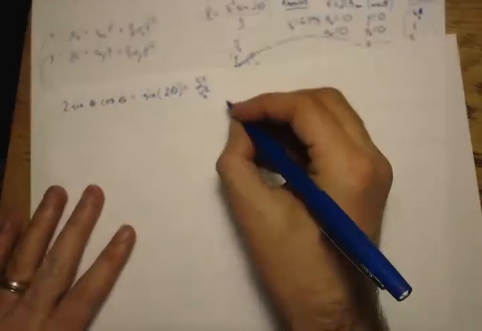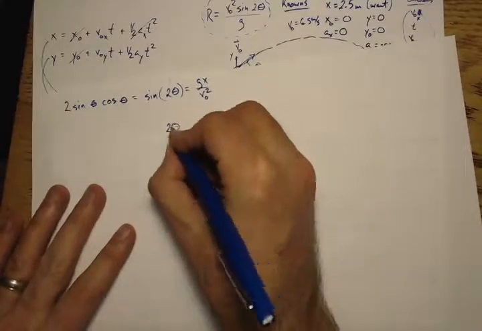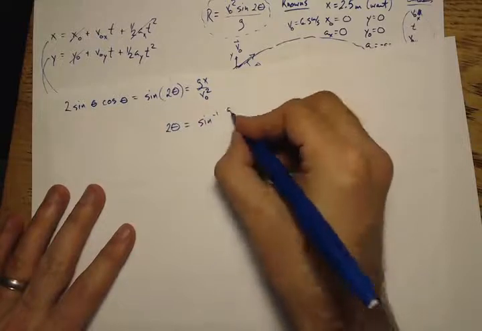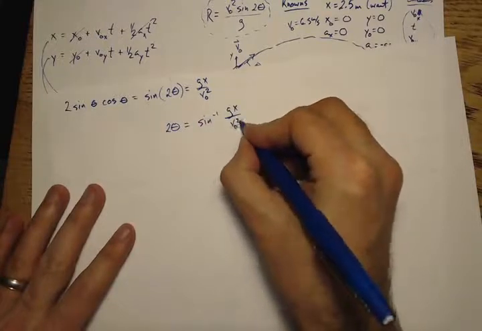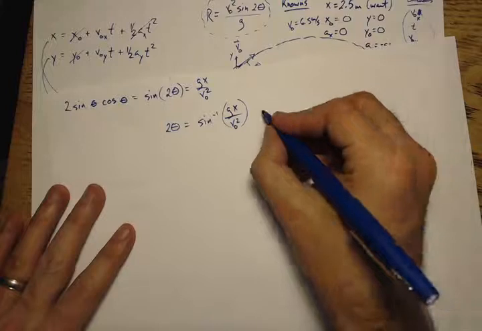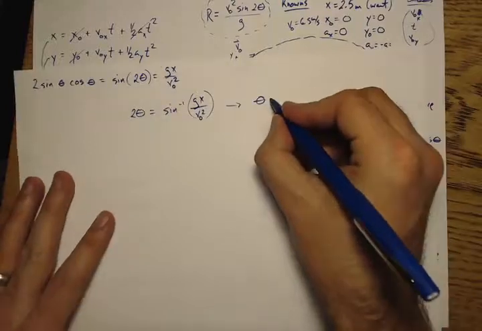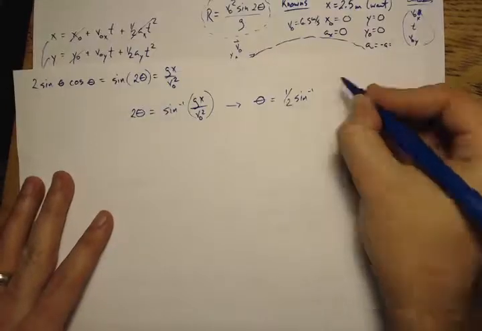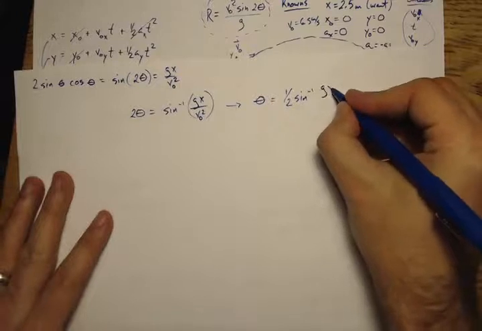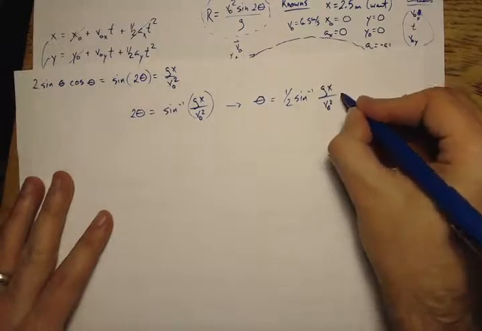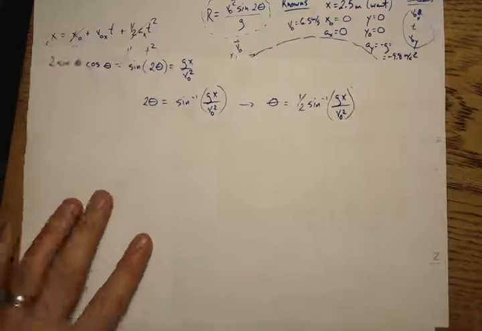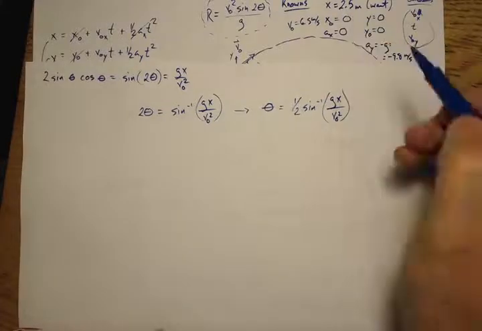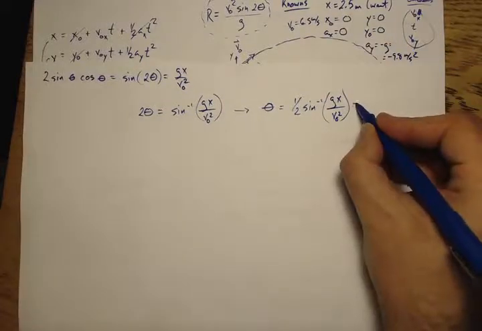And so 2 theta would be the inverse sine of g x over v naught squared. And so theta would equal 1/2 inverse sine or arc sine of g x over v naught squared. Okay. Now is the time where you're going to plug in these known values. Only now.